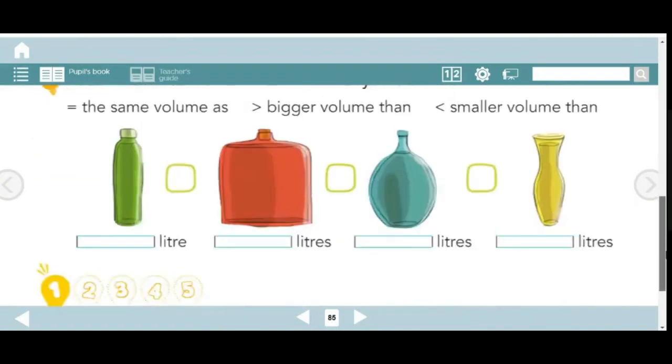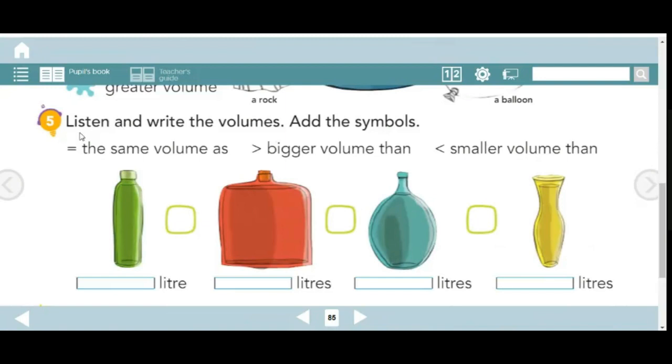And activity number 5. The instructions say, listen and write the volumes. Add the symbols. Which symbols do you have to write? This one, equal, that means the same volume as. The second symbol is this one. It means bigger volume than. And the third one here, smaller volume than.